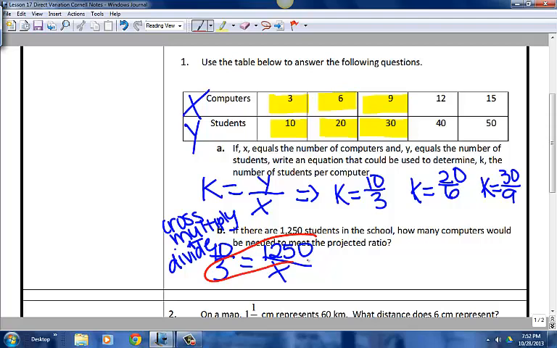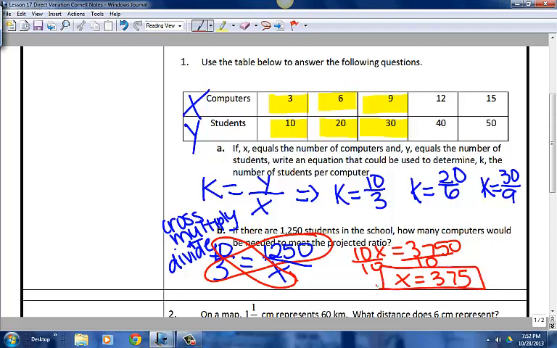So I'm going to do 3 times 1,250 and then x times 10. So I get 10x equals 3,750. Now my last step is to divide by 10, because I'm looking for x. That gives me x equals 375. So that's my answer: I would need 375 computers if there are 1,250 students in the school.